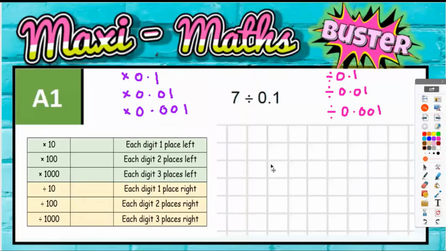A1, we've got to do 7 divided by 0.1. Now, we've got to get used to this year being able to divide by decimals. So divide by 0.1, these things I've written in pink here. Divide by 0.1, divide by 0.01, divide by 0.001. And also being able to multiply by those same decimals as well.